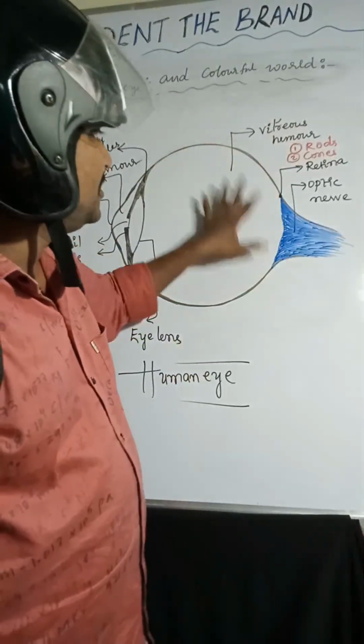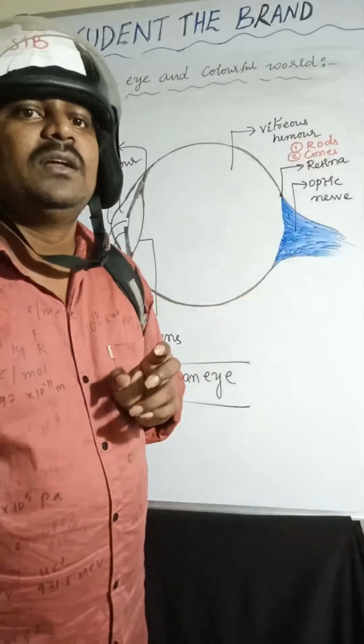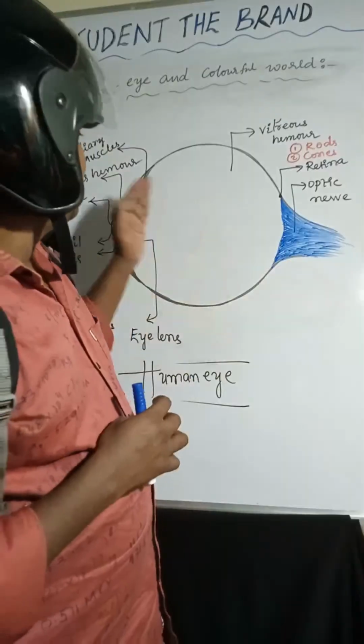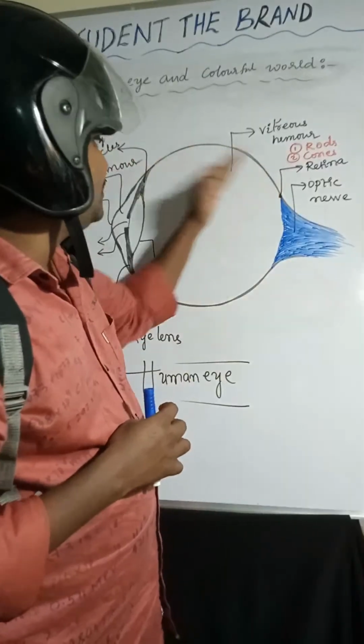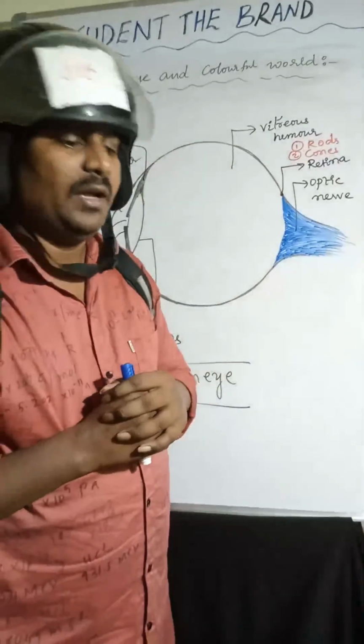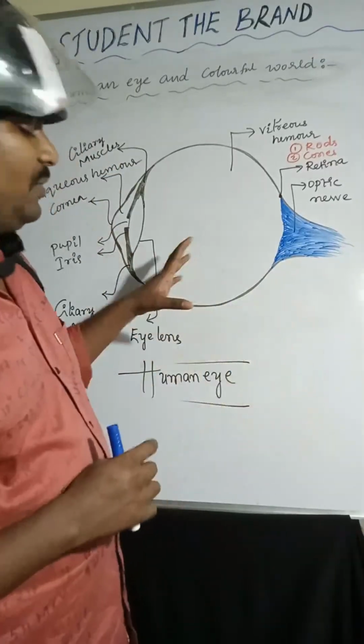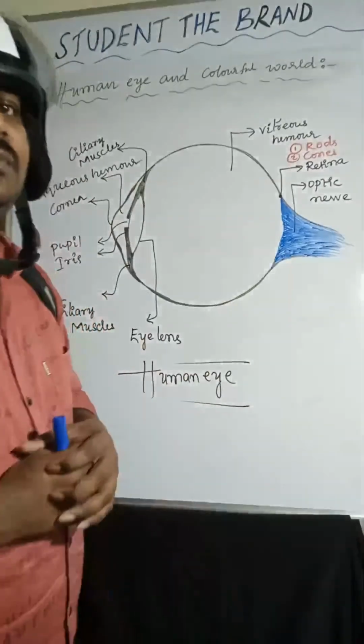The entire portion from the eye lens to the retina is filled by the vitreous humor. I hope it is very clear to you. So this is about the parts and function of the human eye.